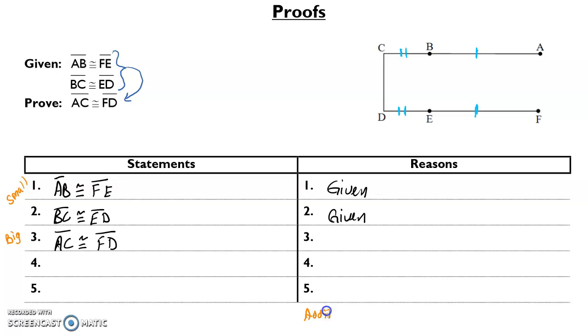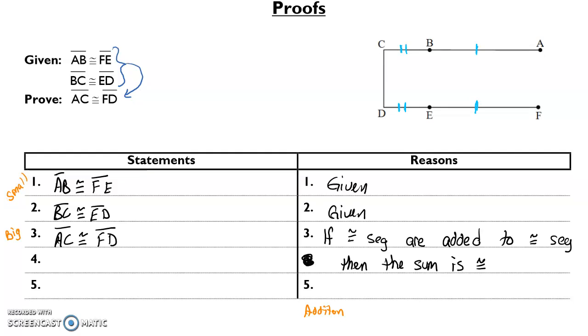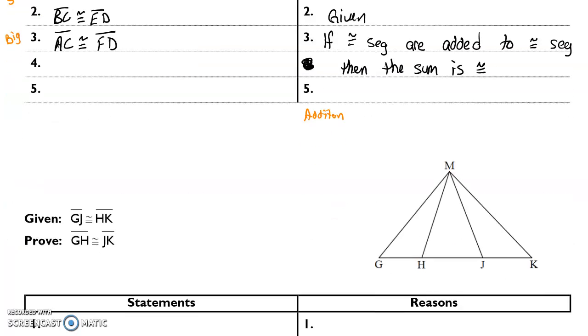Now, which one? And it does matter. I can probably just get away with addition property, but I do want to make sure we address which addition property we just used. And this was an example of congruent segments being added to congruent segments. That is my addition property. One more example for the video.